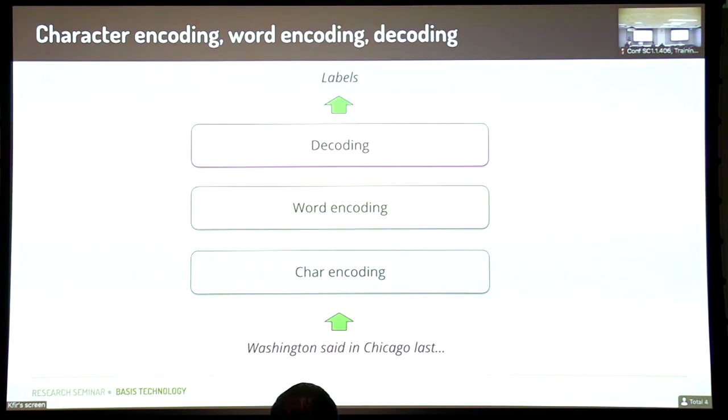Anyway, to conclude this part, we have so far three main components. One is character encoding, word encoding, and then we have decoding, right?